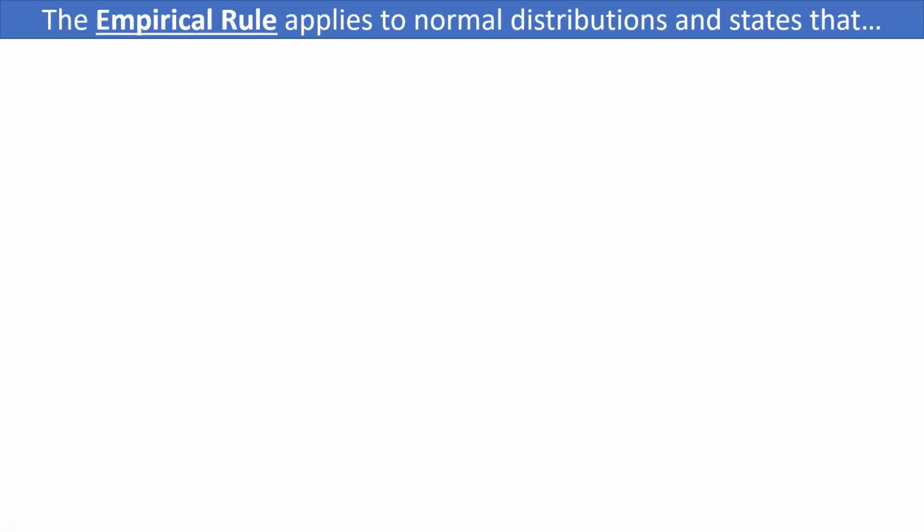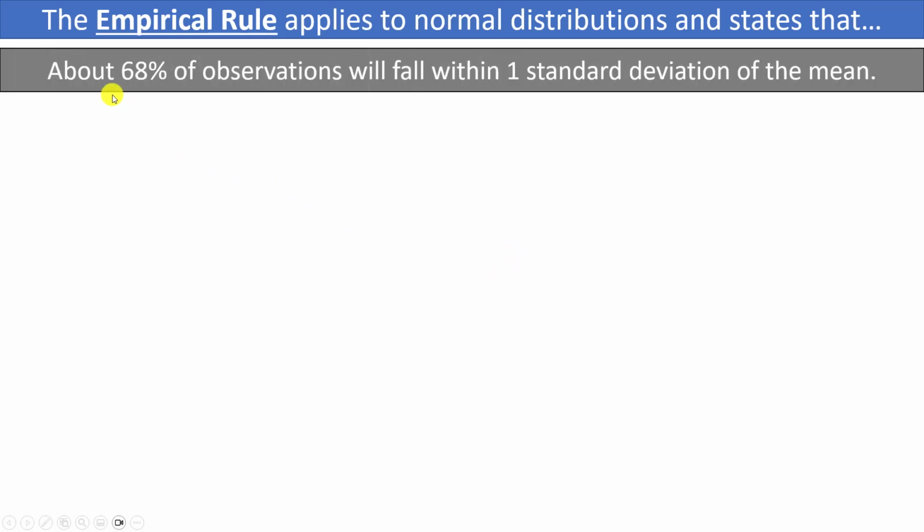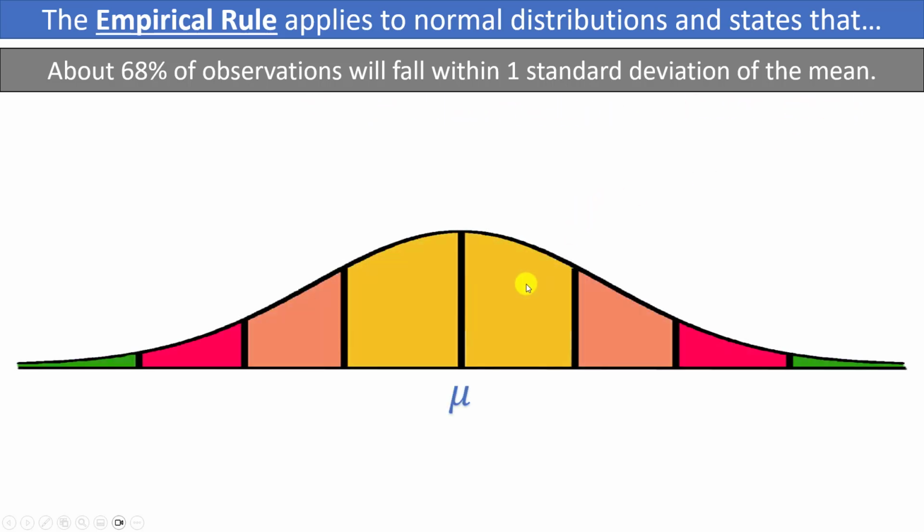The empirical rule applies to normal distributions and consists of 3 separate statements. The first statement is that about 68% of observations will fall within 1 standard deviation of the mean. So if we have a normal distribution, we know that the mean should fall right down the middle. If we add the standard deviation once and subtract the standard deviation once, we will get 2 separate numbers. Based on the empirical rule, we know that 68% of observations in this distribution will fall between these 2 values.